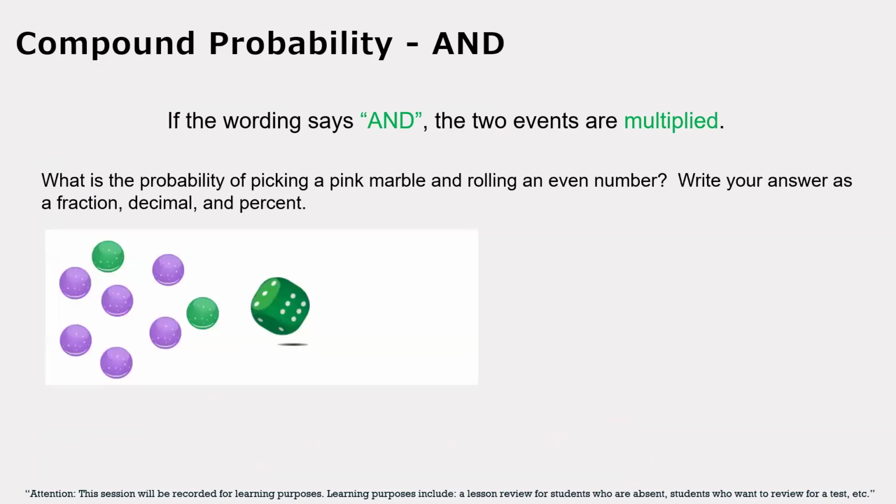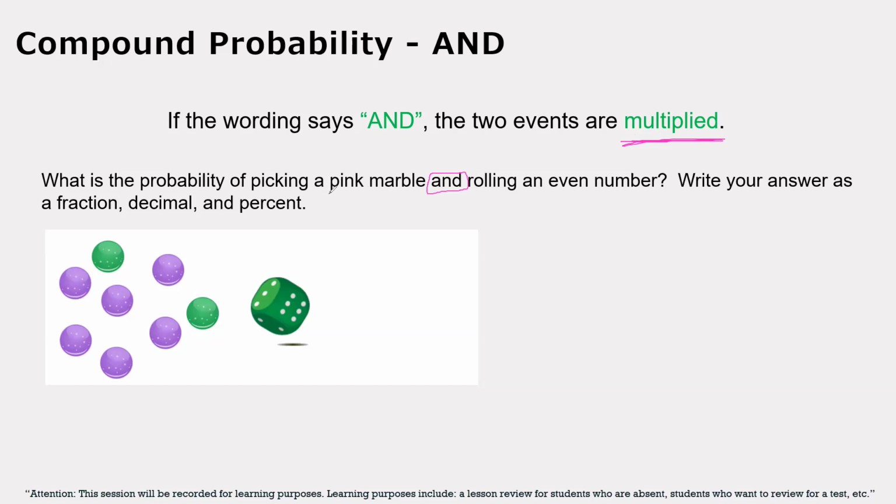Let's try another one here. So what is the probability of picking a pink marble and rolling an even number? Write your answer as a fraction, decimal, and percent. So first, I notice that it says the word "and". So that means I need the probability of both of these things happening. So I am going to have to multiply my two probability fractions together to get my final answer.